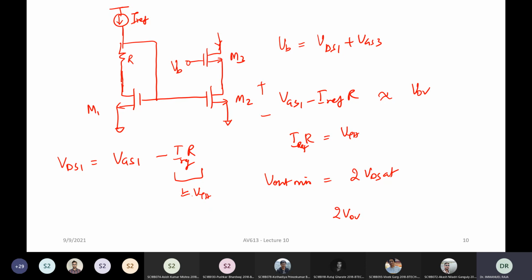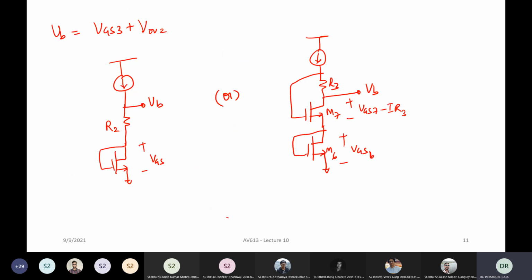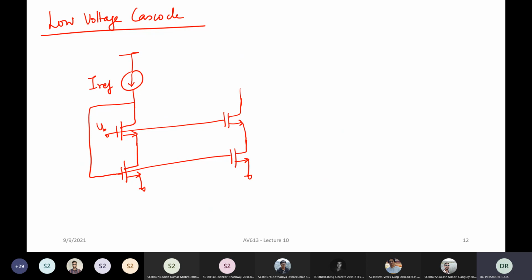Basically, this is to help us understand the concept that for the reference generation on the left hand side itself, we are going to squash down your VDS. And that is the technique we are using in this place also. Now, this is your VGS. Now, the VDS here is going to be VB minus the VGS of 2.